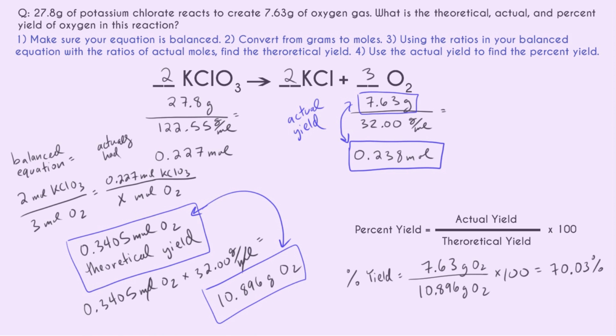All right, and so now that we've gotten all of our answers, let's go ahead and check for sig figs, which is the last thing we have to do on most chemistry problems. So starting at the top, we have 1, 2, 3. So we are limited by 3 sig figs. So adjusting all of our numbers, the theoretical yield for the moles of oxygen becomes 0.341. The theoretical grams for oxygen becomes 10.9 grams. We remain 7.63 grams for the actual yield and 0.238 moles for the actual yield. And then our percent yield becomes 70.0. Hope this video explained the 3 different types of yields you're going to have to know in stoichiometry, and happy studying.